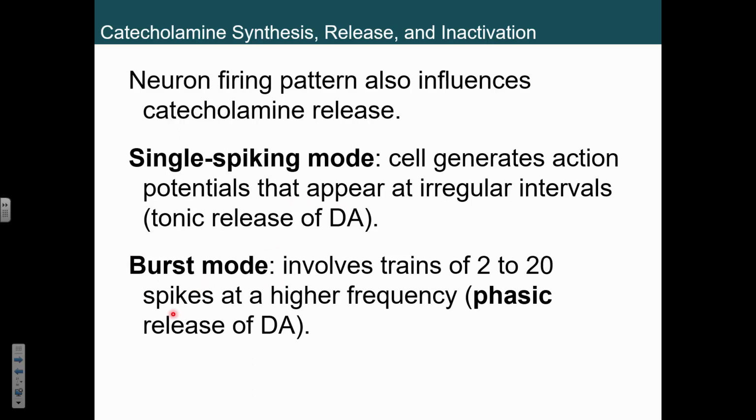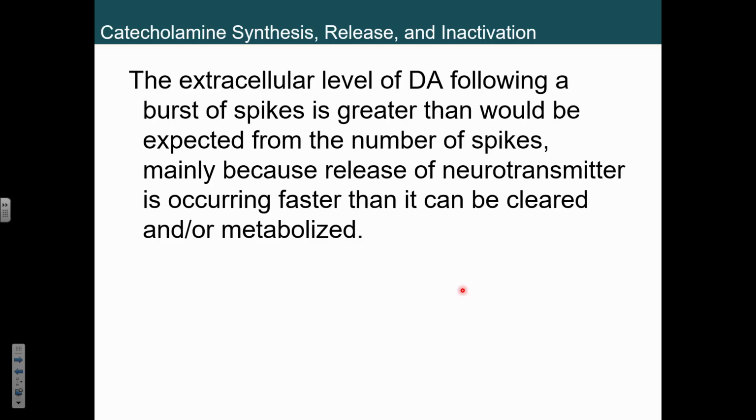If you have burst mode, right? This is when you're going to get a bunch of spikes, a bunch of action potentials just jammed together, really fast, 10 or 20 of these, and then a little break, and then 10 or 20 again. That has what we call phasic release of dopamine. So you get this massive wave of dopamine release, and then nothing, and then a massive wave again, and then nothing, right? Instead of this steady release of dopamine with the single spike mode.